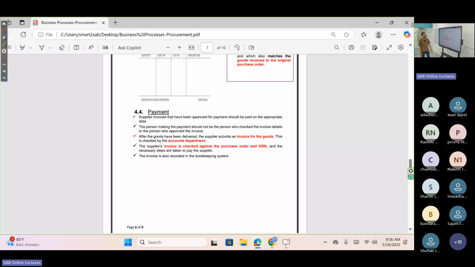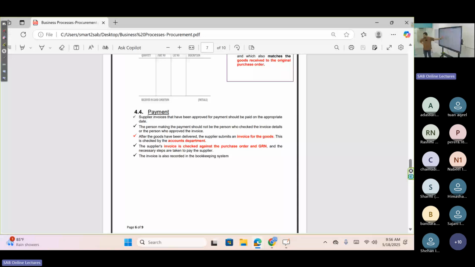Supplier invoices that have been approved for payment should be paid on the appropriate date. The person making payment should not be the person who checks the invoice details or the person who approved the invoice. So here, this is the most important control. This second one.